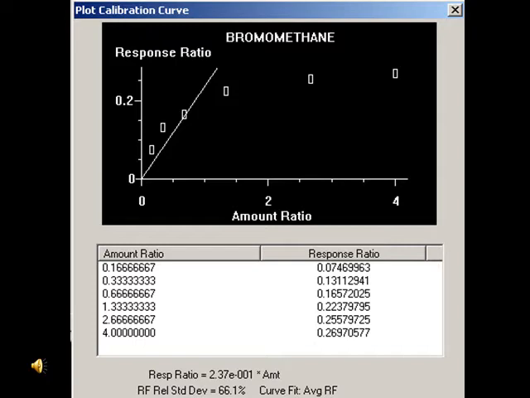In this example of actual data from EPA method 8260B analyses of standards, we show the characteristic flattening of the response as saturation is encountered with the higher concentration standards.